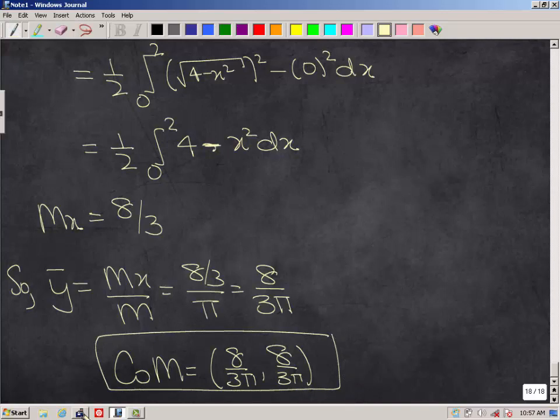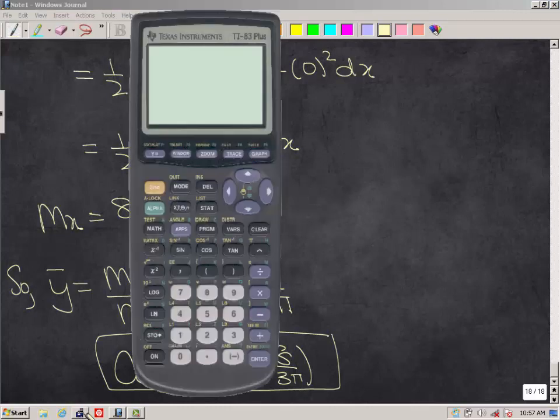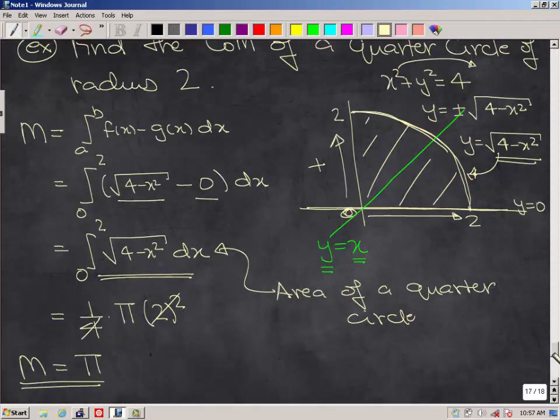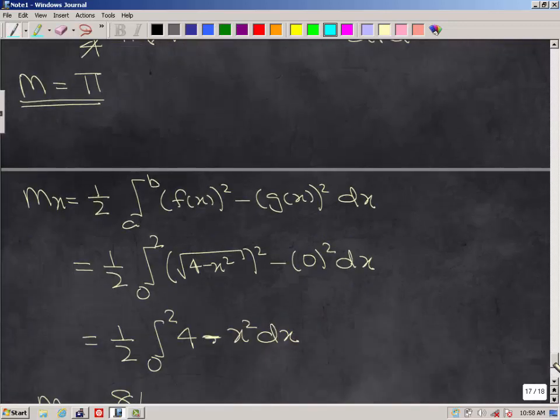And if you wanted to, we can quickly take a look at what it is exactly. You take 8 divided by 3 pi, so we get 0.88 roughly. So if you go back out here, this is 2, this is 1, 0.88 would be here. So if you go up to this line, this is where your center of mass is for this lamina.